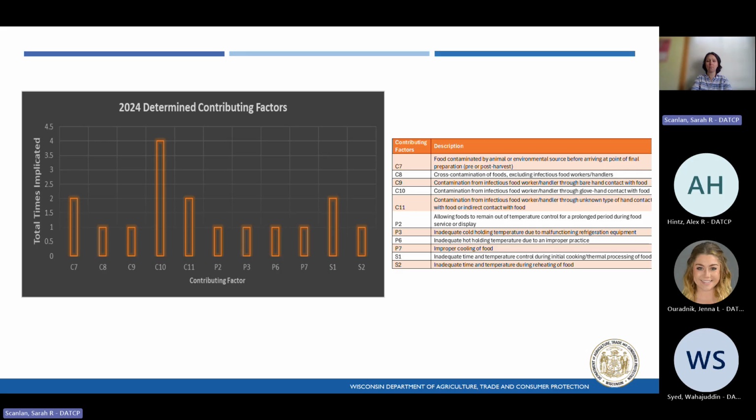Outbreak investigations that include clinical sampling, thorough interview data, and an environmental assessment that occurs within the first 24 hours of suspecting a facility involved in an outbreak all contribute to the ability to determine contributing factors in an outbreak investigation. For more specific information on the 2024 outbreaks and their determined contributing factors, be sure to check out the full 2024 NEARS report on SharePoint.